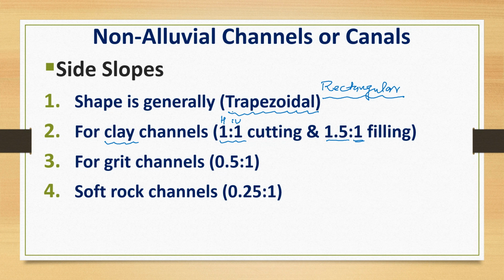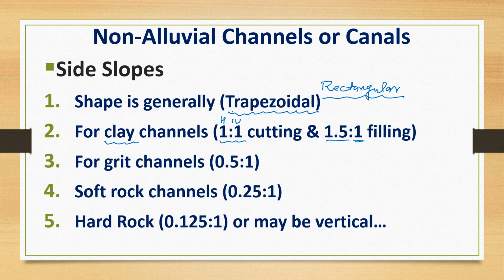For soft rock channels, the side slope will be 0.25 to 1. And for hard rock channels, there will be a steep slope of 0.125 to 1. Meaning you will move vertically more. This ratio shows that the vertical movement is 1 times, 100%, then the horizontal movement will be just 12.5%. So as your materials become harder, the side slope becomes sharper, meaning you are obtaining a steep side slope.